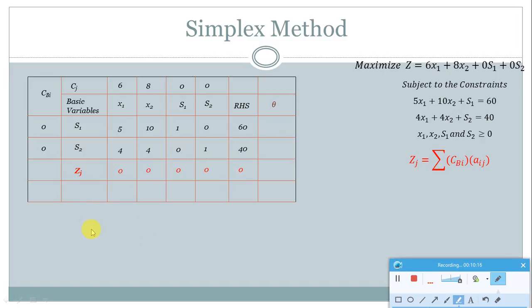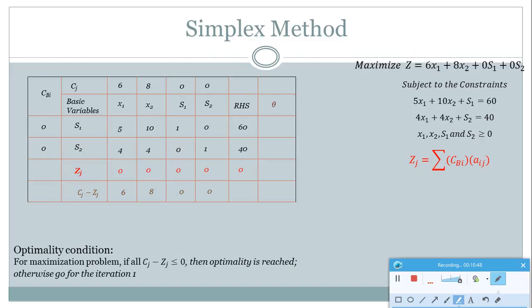After doing the calculations of Zj, next the Cj minus Zj calculations are done. So for column 1, Cj minus Zj will be 6 minus 0 equal to 6, 8 minus 0 equal to 8, 0 minus 0, 0, 0 minus 0, 0. Once the Cj minus Zj values are calculated, the optimality of the given LPP is checked.